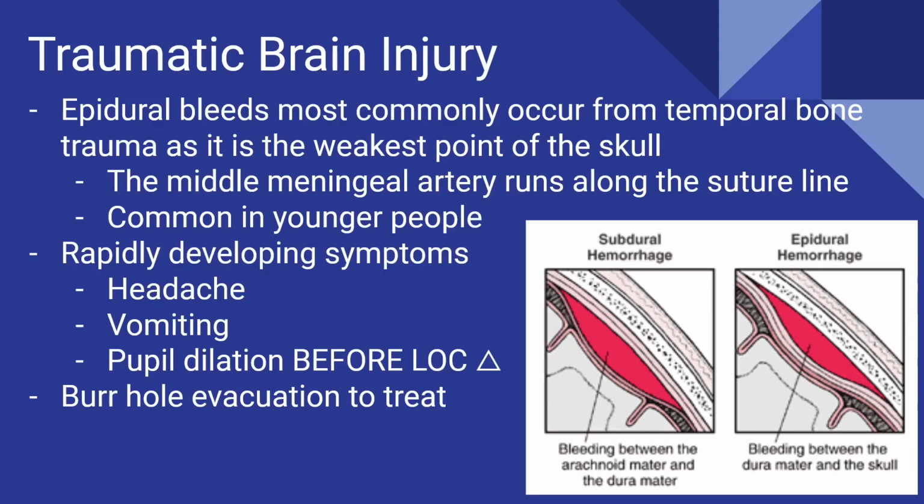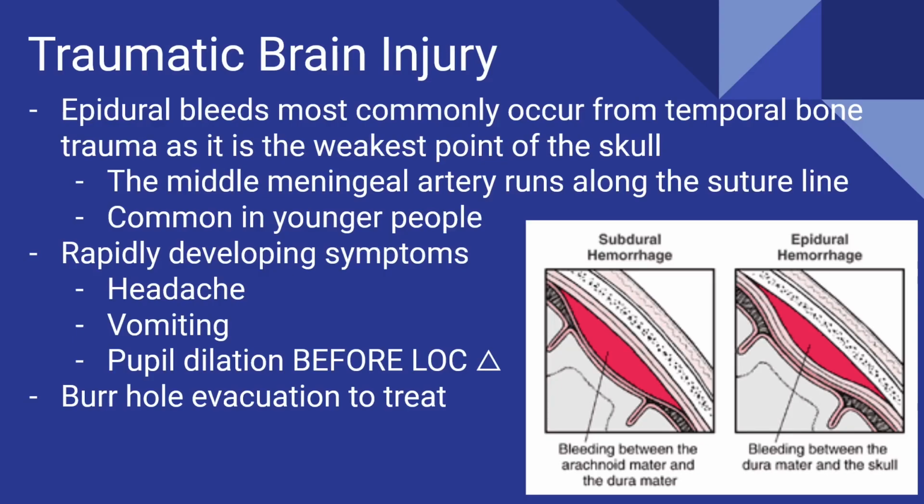So epidural bleeds occur most commonly in the temporal bone, as there are sutures there, your suture lines that run along there, and it's one of the weaker parts of the skull. And of course, in one of the weakest parts of your skull, there's a very important artery, your meningeal artery, that runs along that suture line. So what you can get is head trauma on that suture line, especially when you're young and you're more reckless. And what you end up getting is a sudden headache, vomiting.